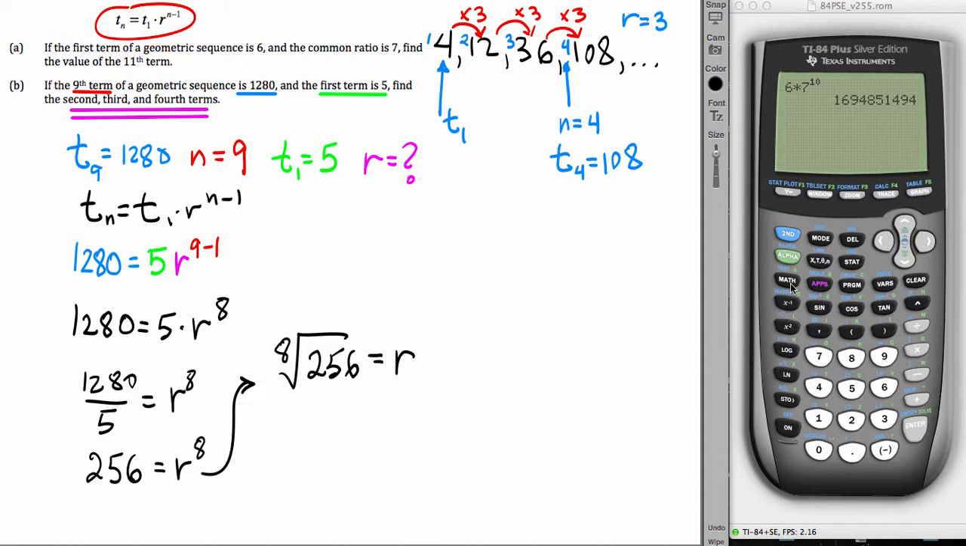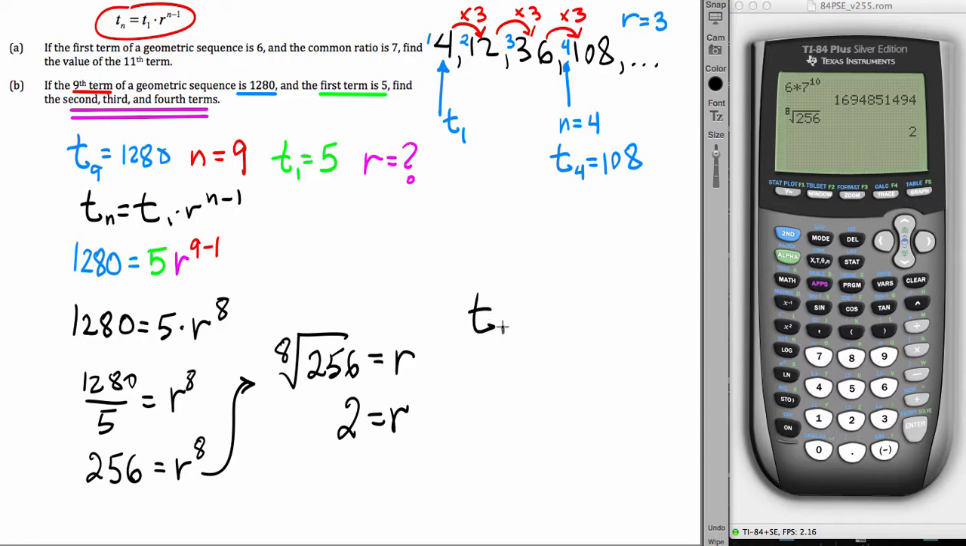Now, on the calculator, you can get an 8th root by going to Math and choosing option 5, x root, and you'll need to put 8 outside of the radical symbol and 256 inside, and that's equal to 2. So we now know that the value of r is 2, which takes us back to the problem.